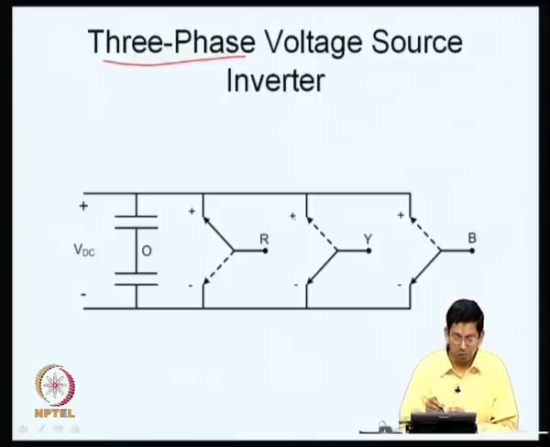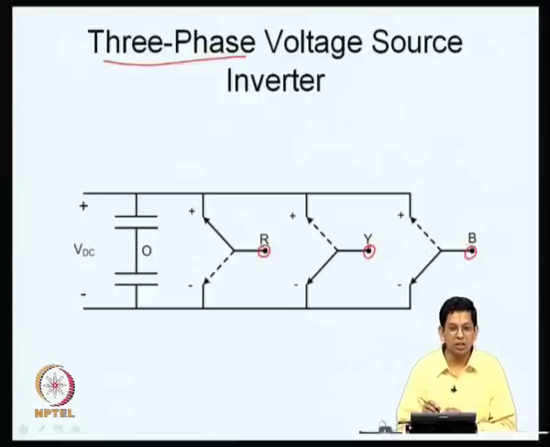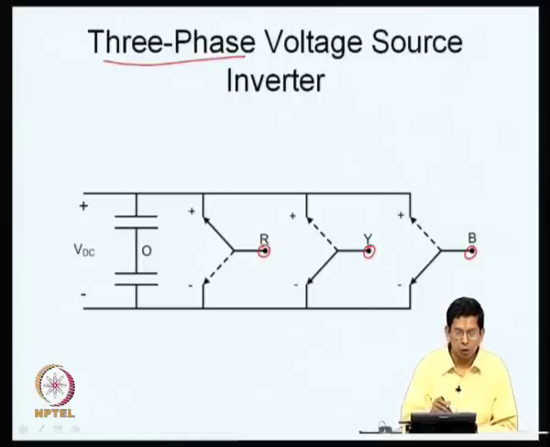Therefore, the load terminals have all got to be connected to a pole each. One terminal of the load, let us call it R, is connected to one of the poles. Another terminal of the load, let us call it Y, is connected to another pole, and the third terminal of the load, B, is connected to yet another pole, B. So, you have 3 poles and every pole has two throws corresponding to each of it. One throw is connected to the positive bus and the other throw is connected to the negative bus.